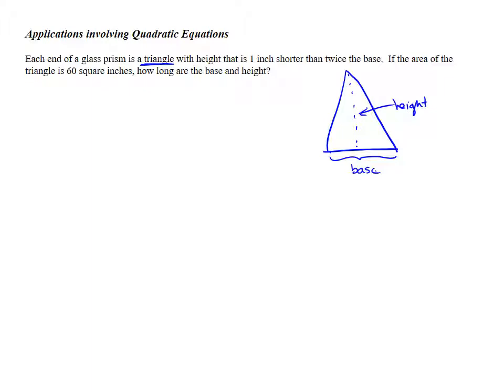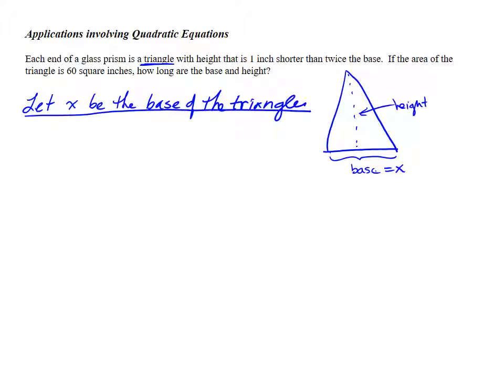Well, let's create some variables. It's telling us something about the height, but nothing about the base. So let's say the base is x. So I'm going to define that, and we're going to say let x be the base of the triangle. This is called defining your variable in words. We're actually writing out what we're going to let the variable represent.